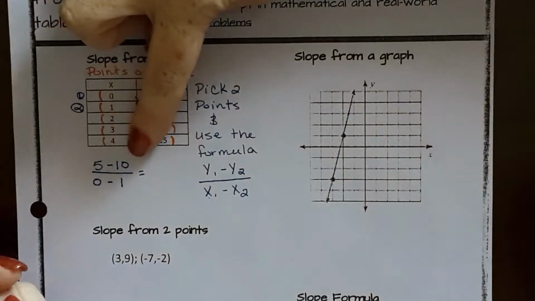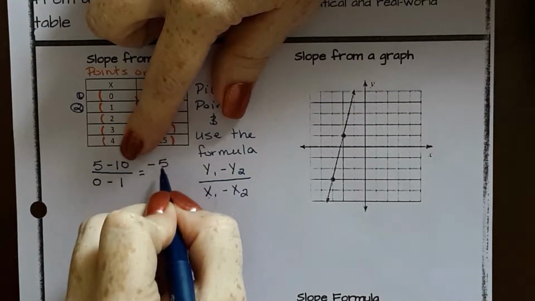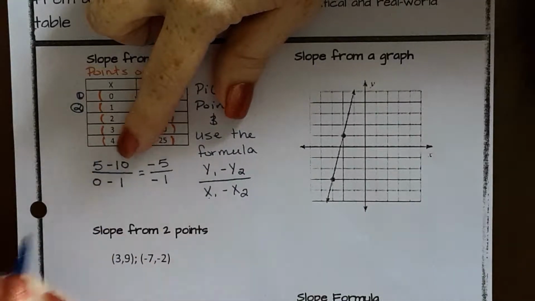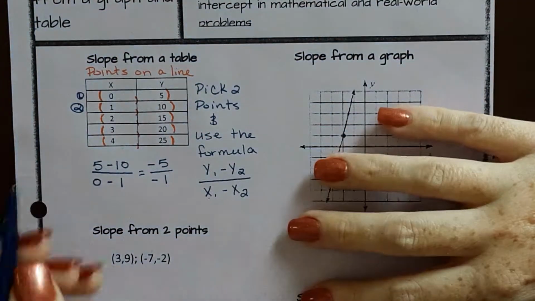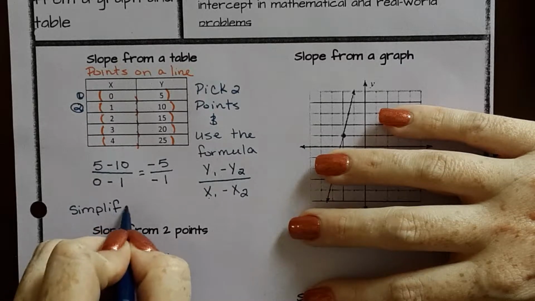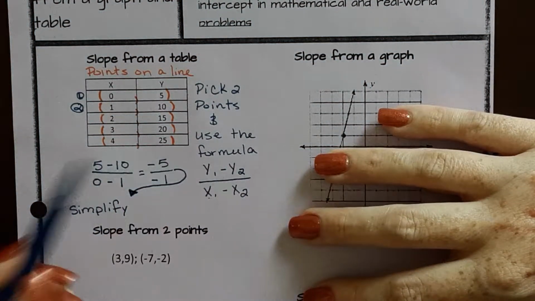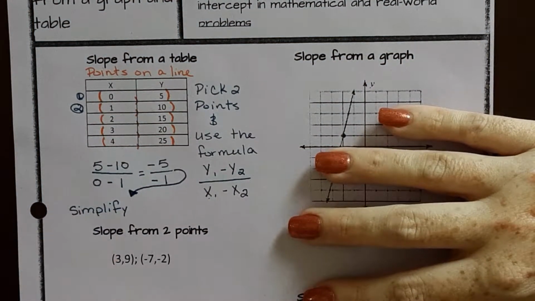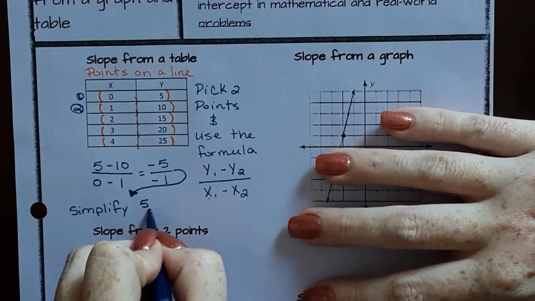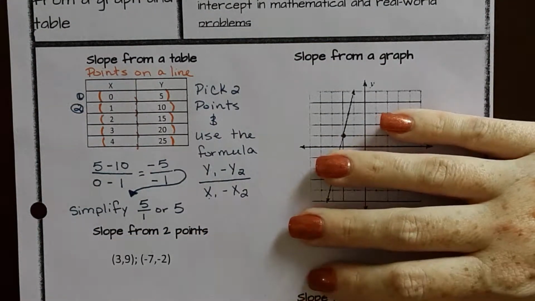And then you will subtract straight across. 5 minus 10 is negative 5. 0 minus 1 is negative 1. And then we will simplify this. And when you have a negative divided by a negative, it's always positive. So we have 5 over 1, or 5, as our slope.